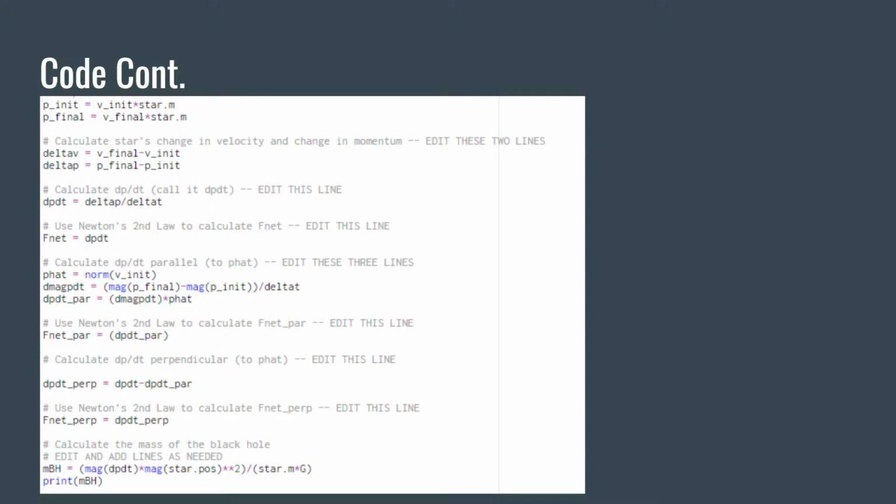And then you can see delta P parallel is equal to dmag dP times P hat. And as we can see here, F net parallel is equal to the change in momentum parallel due to Newton's second law. Just for the same reason, F net is equal to dP dt net. And then continuing on, F net perpendicular is also equal to dP dt perpendicular. And then as far as my mass, I just rearranged the gravitational force equation so that we can find one of the masses, which is the mass of the black hole, and that's mbh.